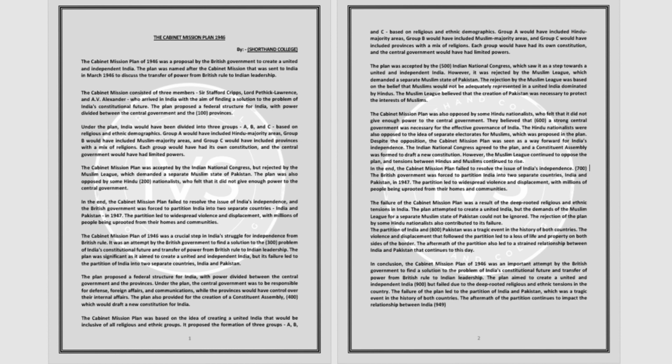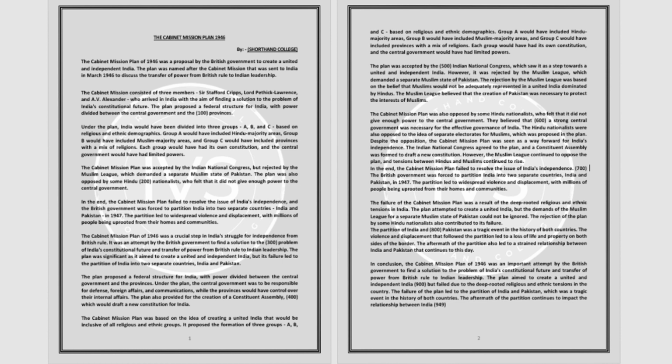The partition led to widespread violence and displacement, with millions of people being uprooted from their homes and communities. The Cabinet Mission Plan of 1946 was a crucial step in India's struggle for independence from British rule. It was an attempt by the British government to find a solution to the problem of India's constitutional future and transfer of power from British rule to Indian leadership.